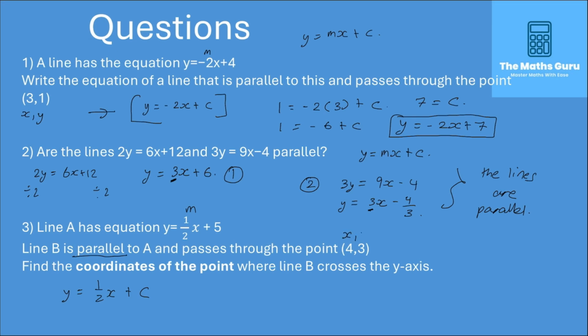Labeling our coordinates, we have x and y, which we're now going to need to plug into our equation to find our value for c. So 3 is equal to a half times 4 plus c. So 3 is equal to 2 plus c, and therefore c is equal to 1. Plugging this back in, we have y equals a half x plus 1. And that is our equation of our line.